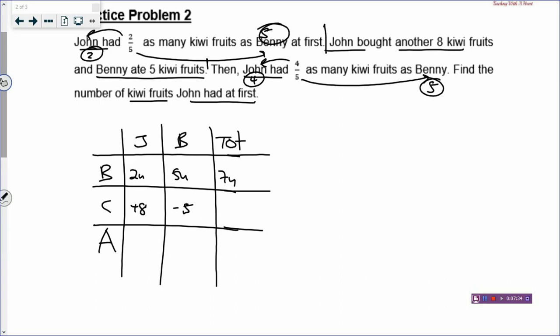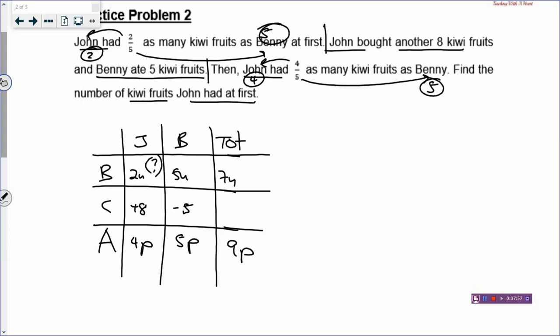And where are you now? Until here already. Then John had 4 boxes left, or 4 parts left. So I'm going to put 4 parts. I can't call it 4 units, right? Because I have units already on top. So I have to call them parts. Then Benny will be 5 parts. And the total will be 9 parts in the end. So find the kiwi fruits John had at first. And that is your question mark.